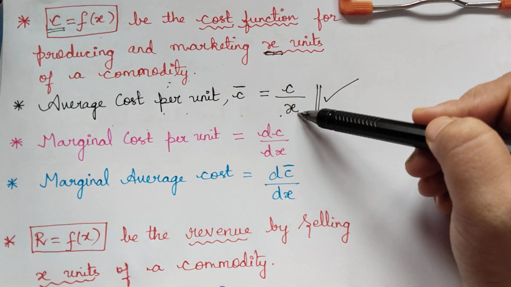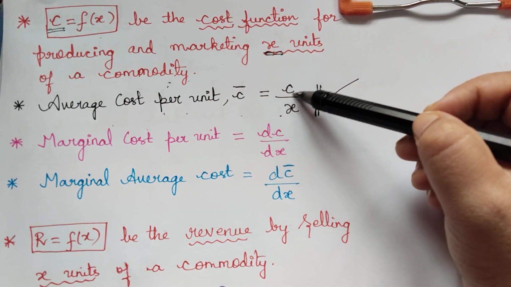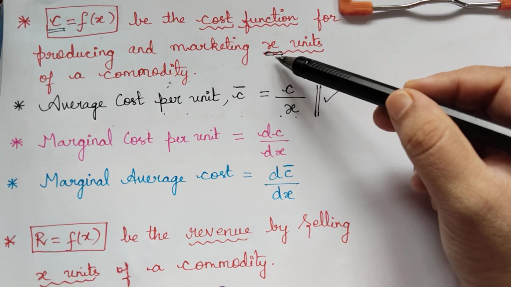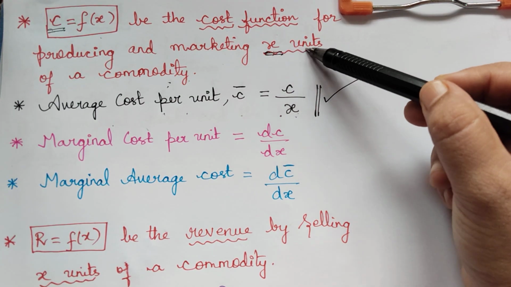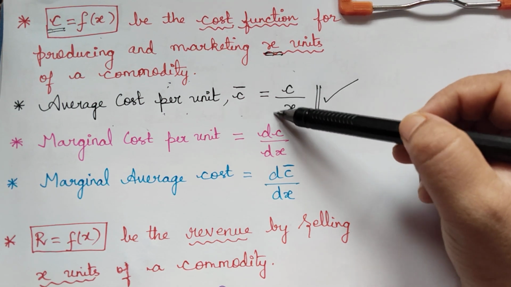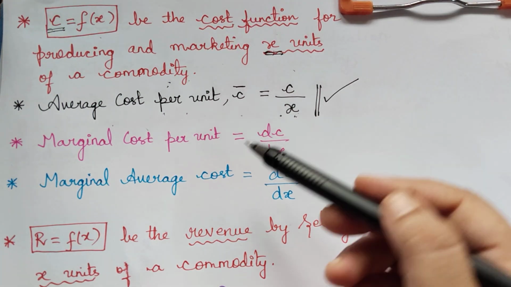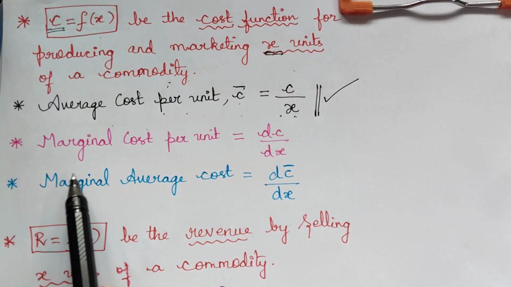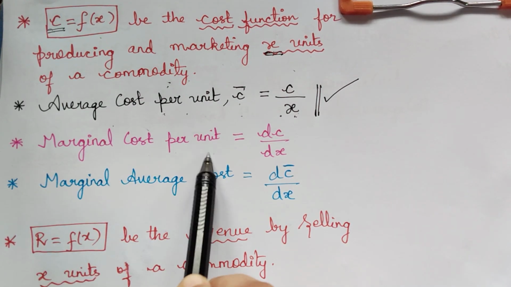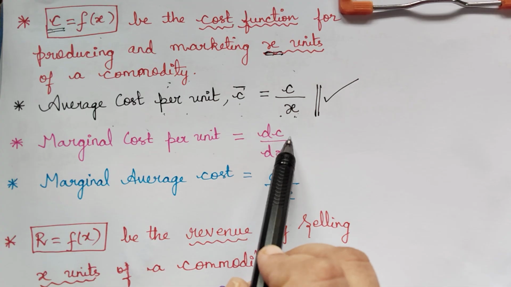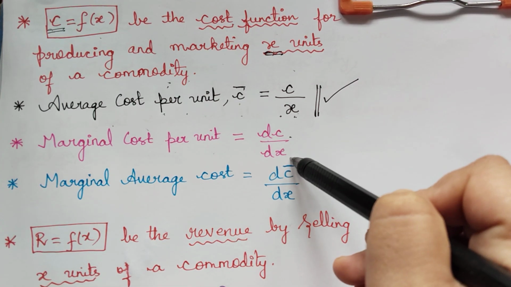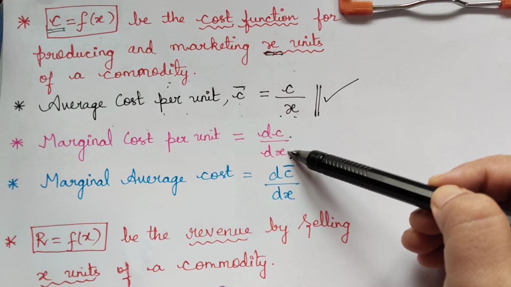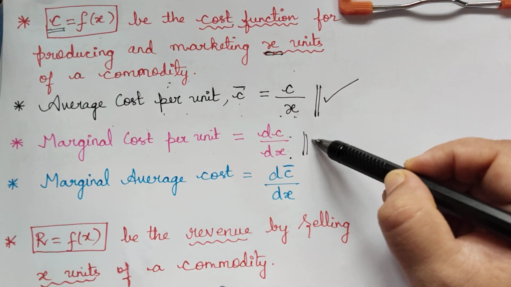So if you want to calculate the average cost, you have to divide the cost function by the number of units of commodity. Here we have x units of commodity, and so the formula is C by x. And the average cost is represented as C bar. Next we have the marginal cost per unit. It is the first differentiation of the cost function with respect to x. So if the cost function C is differentiated with respect to x, we obtain the marginal cost.